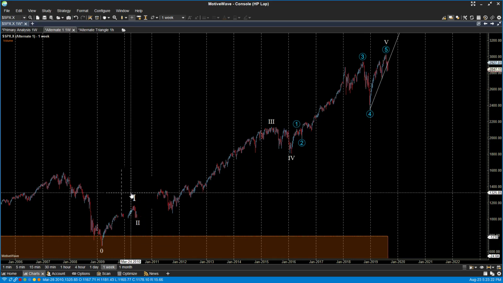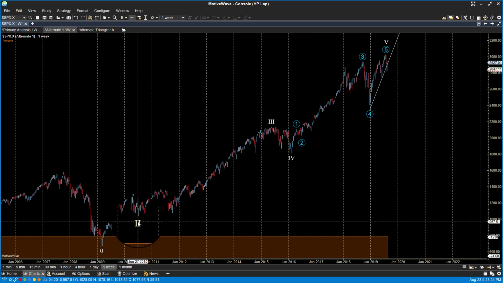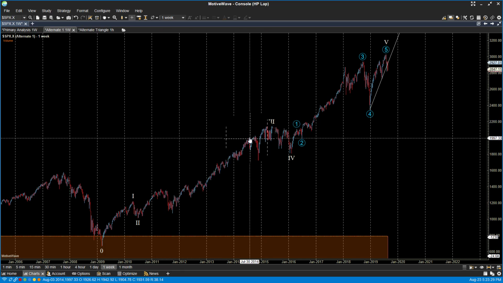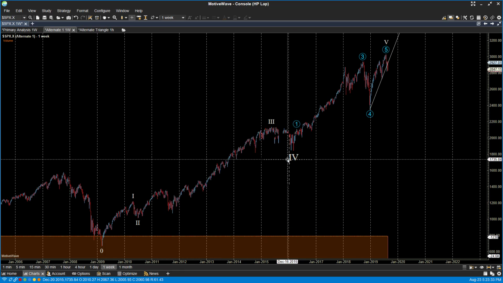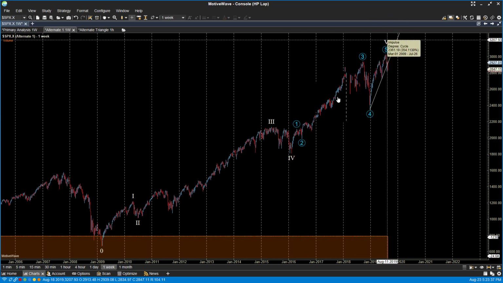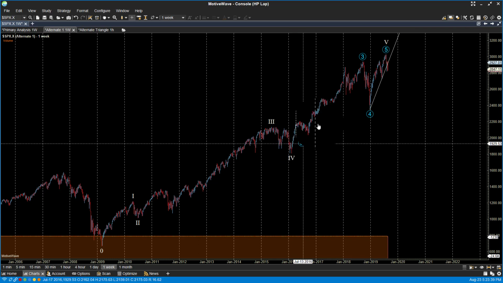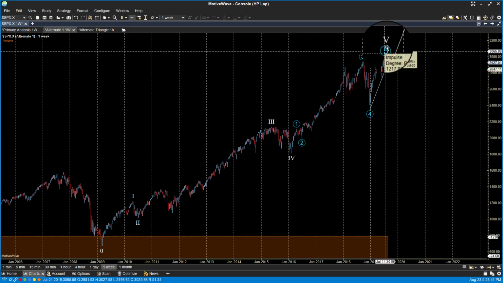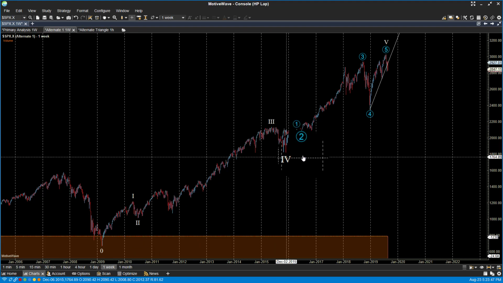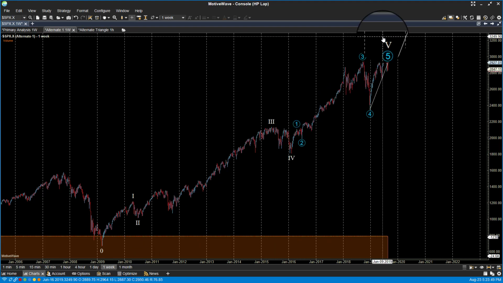We have our major wave 1 here, major wave 2, major wave 3 here made up of 5 waves: 1, 2, 3, 4, 5. Major wave 4, and so the 5th wave would be made up of 5 waves. So you have 1, 2, 3, 4, 5. So 5 major waves, 1, 2, 3, 4, 5. If that is correct, then we expect a large correction.